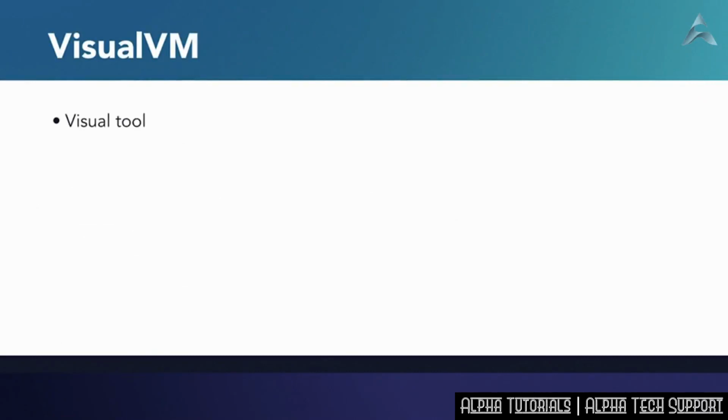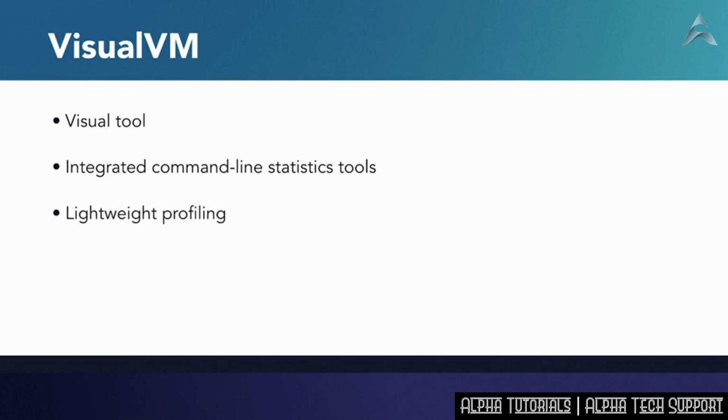Well, Visual VM, you may have guessed, is a visual tool. It has a bunch of integrated command line statistic tools and some very lightweight profiling. So this is not going to be a deep dive profiling, but it's definitely enough to give us quite some idea of what's going on inside our application. And we can actually also inspect heap dumps with it. With heap dumps, we pretty much just mean a snapshot of the memory at a certain time.